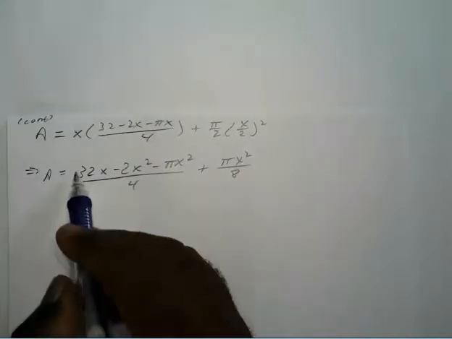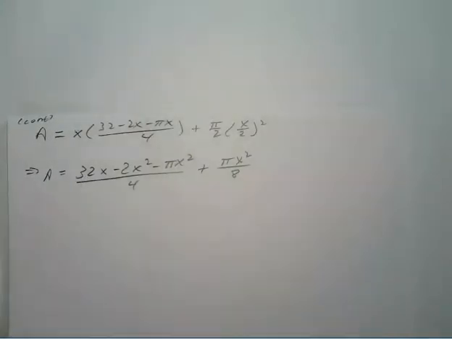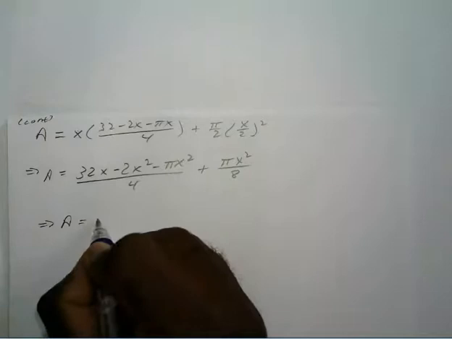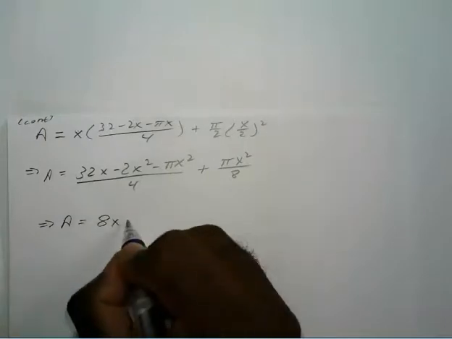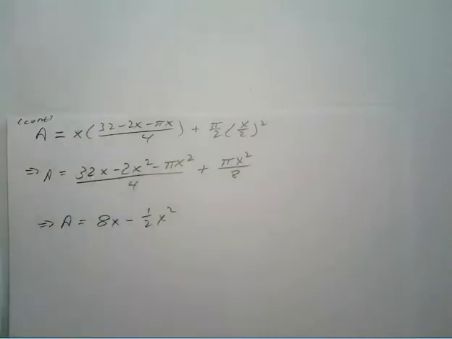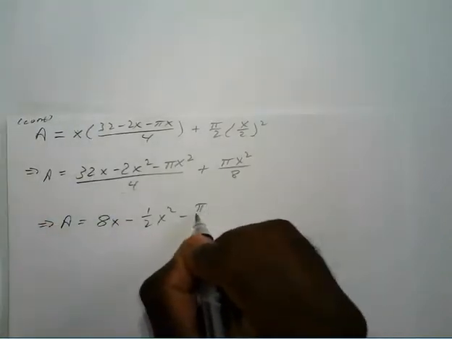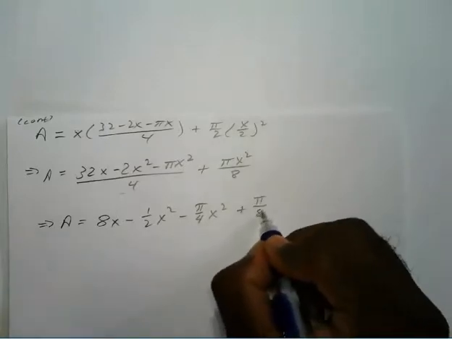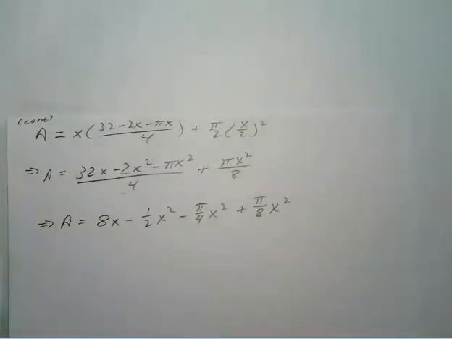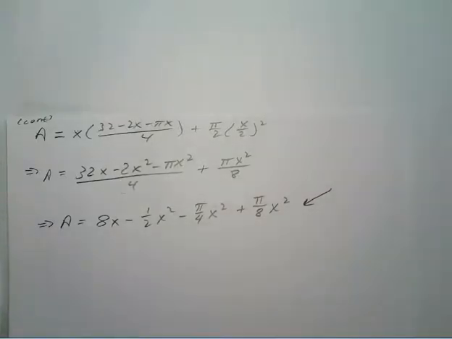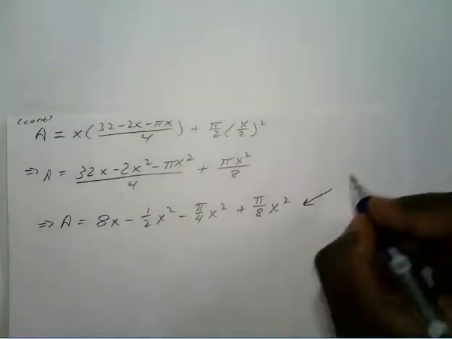All right, so if we multiply this by 2 over 2, or if we simplify it a little bit more, you end up with the area is equal to 8x minus 1/2 x squared, because you're just simplifying each one of those, minus pi over 4 x squared plus pi over 8 x squared. Okay, so now we have the formula for the area with one independent variable x.